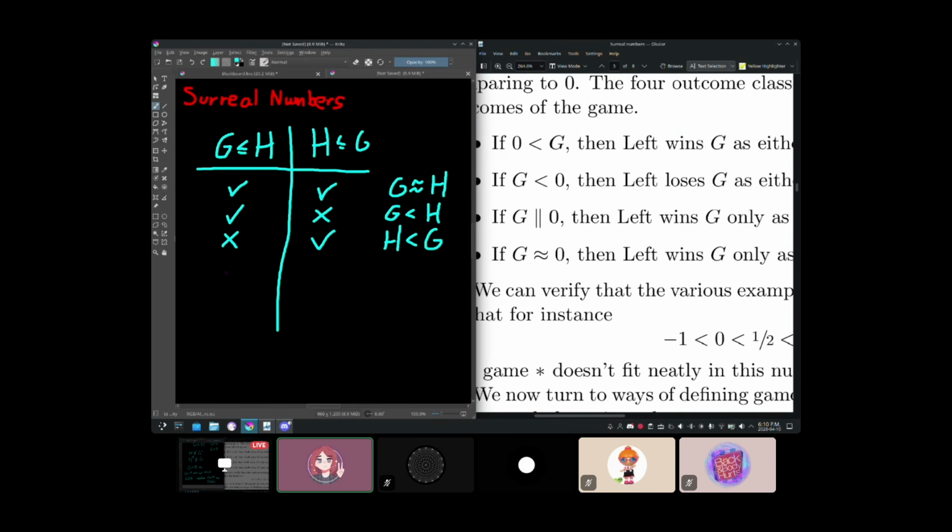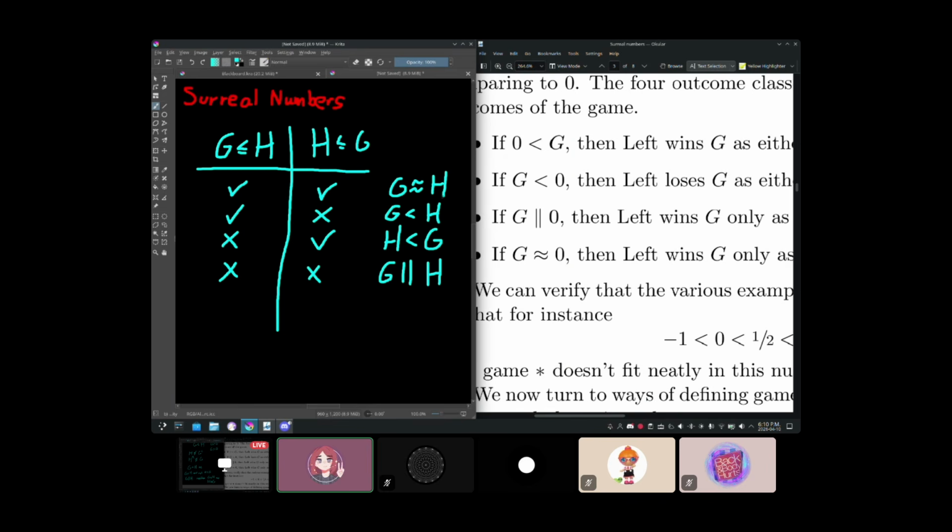And finally, if we have neither of these, then that's the other new symbol that I introduced, the confused with symbol. G and H are incomparable, basically. You can't order them in either way. And so the reason that I bring this up is because, well, we have 4 options here.